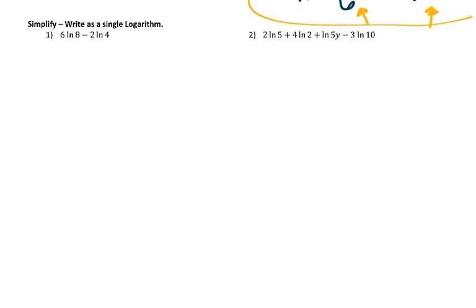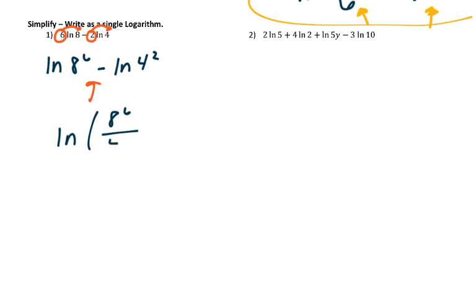Before you can do anything with that subtraction sign, you're going to have to take the 6 and the 2 from out front and make those as exponents. So you kind of work backwards as to how we usually work. So we have the natural log of 8 to the power of 6 minus the natural log of 4 squared. All right, so then with that subtraction problem, that is actually the quotient property. So you have the natural log of 8 to the power of 6 over 4 squared.